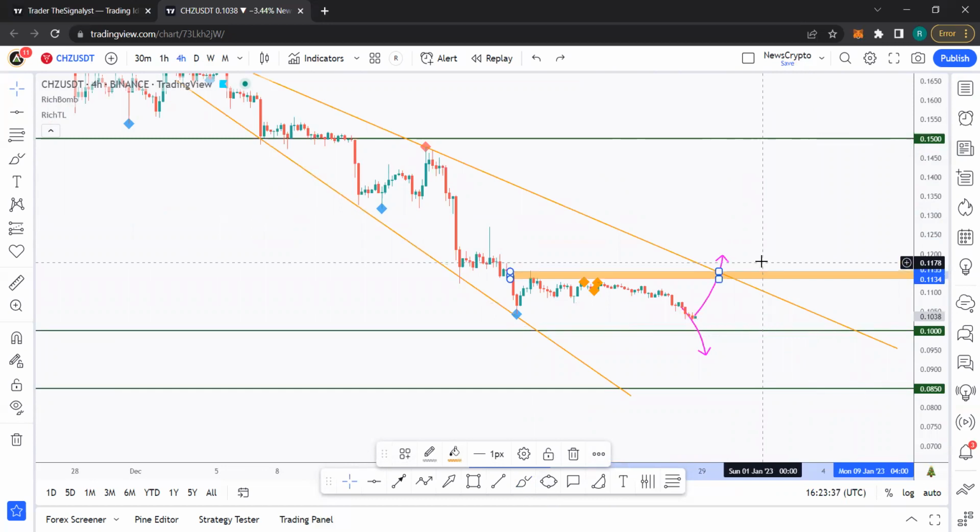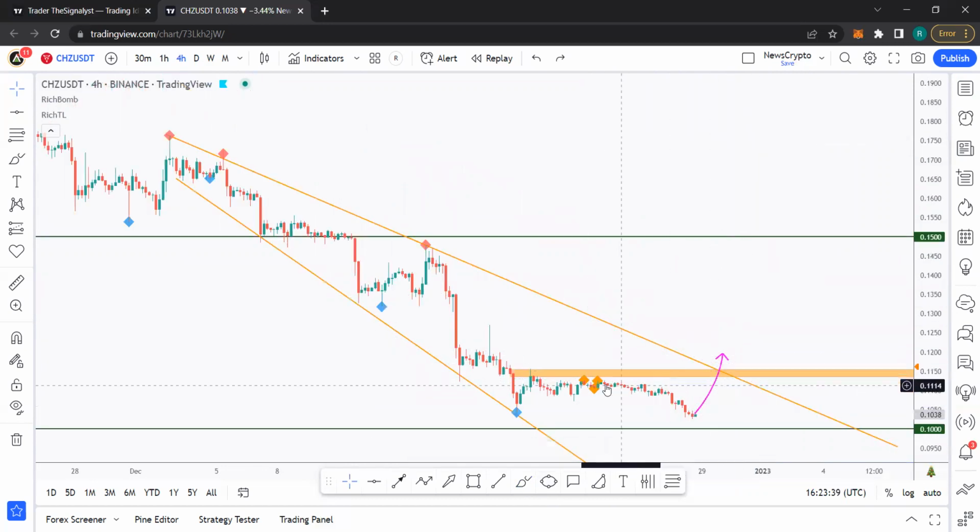For now, let's take it step by step. We are currently here. That's our last high. Wait for a break above it for the bulls to take over.